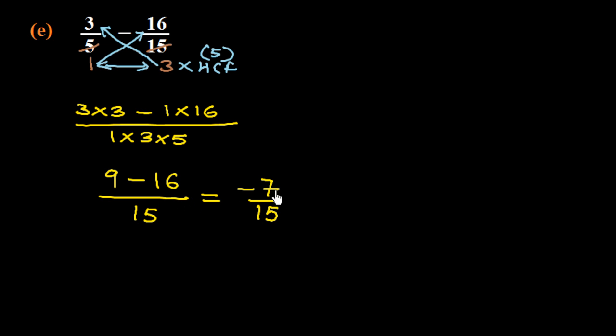So we have got here minus 7 over 15, and because the numerator is smaller than the denominator, it is a proper fraction. So it is our final answer. So in this way we can subtract two fractions or two rational numbers, whether they have the same denominators or different ones.